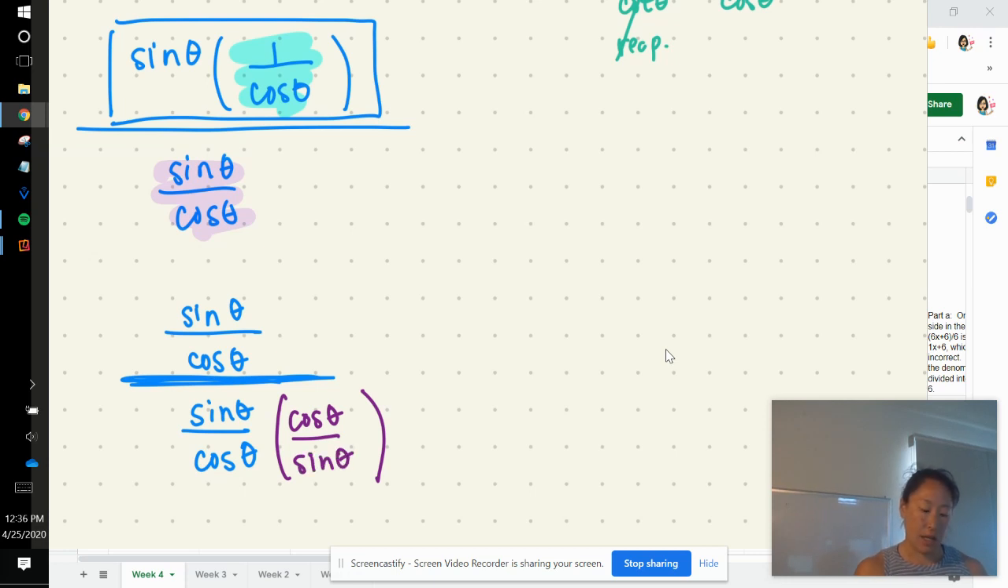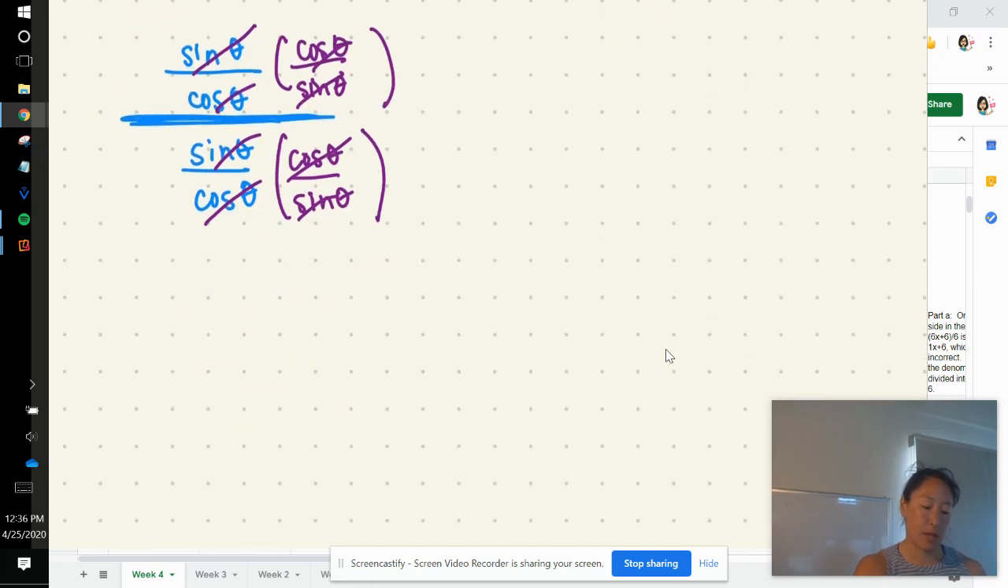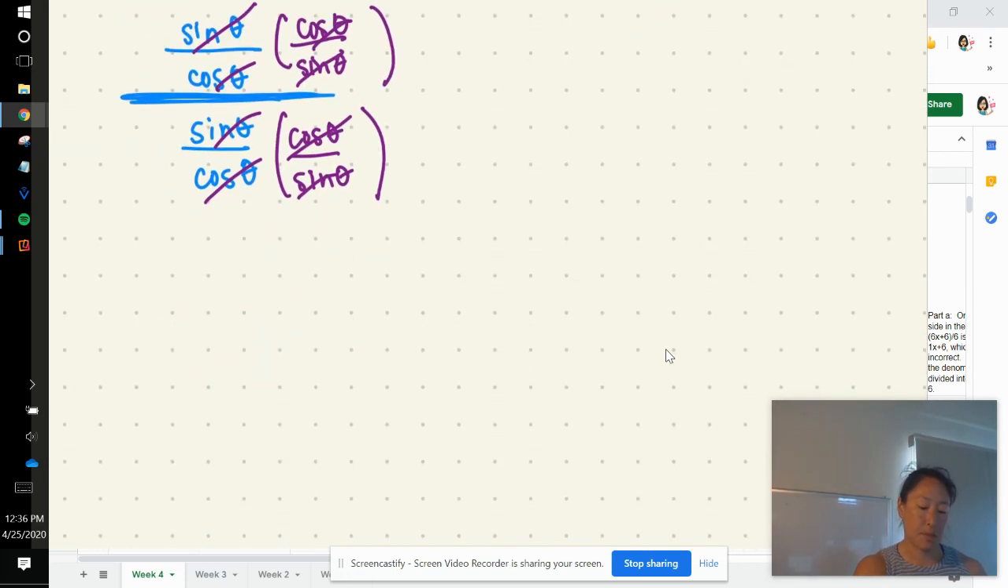Okay. And I see sine theta and sine theta cancel, and cosine theta cancel. So anything I do to the denominator, I'm going to have to do to the numerator as well. So I get cosine theta over sine theta. And I see that everything cancels, leaving me with 1. And that's it.